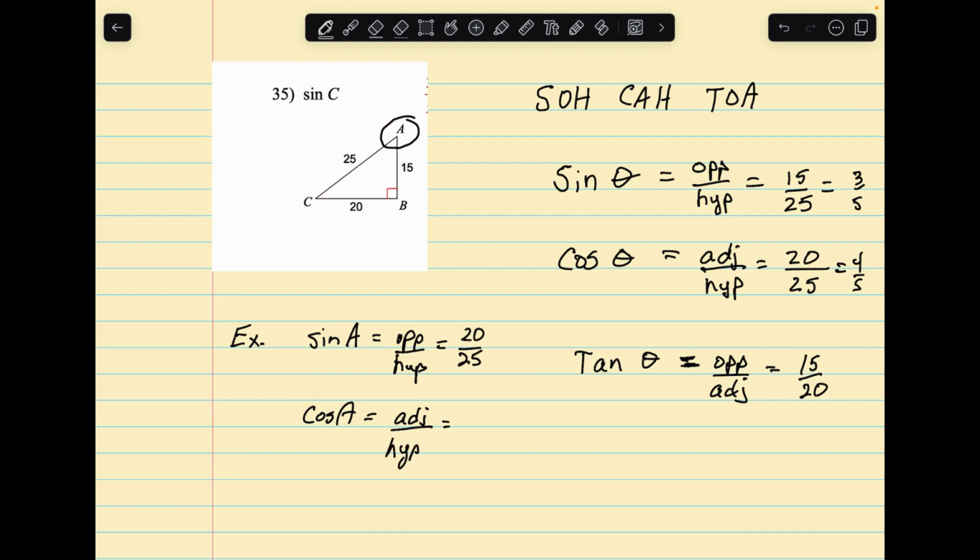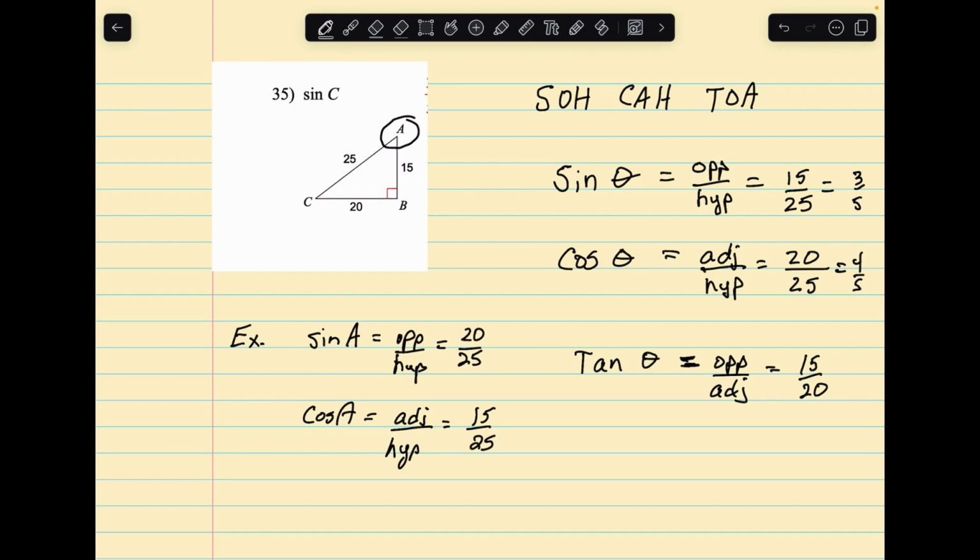equals, so would this be the adjacent one? No, because it's the hypotenuse. Hypotenuse is never the adjacent one. So for angle A, the one nearest it or attached to it is this one right here, 15. So write 15. 15 over, and of course we put the hypotenuse, which is 25 in this case.